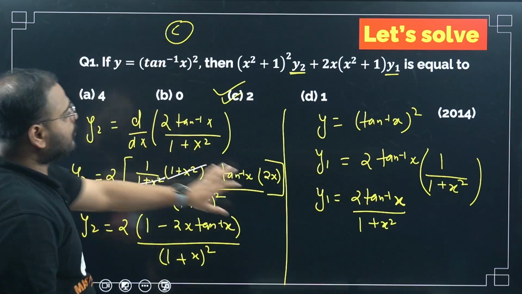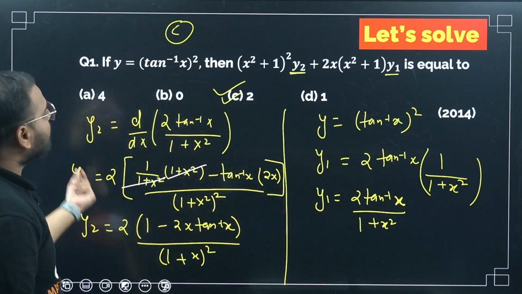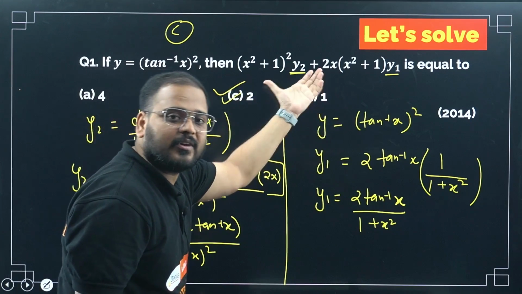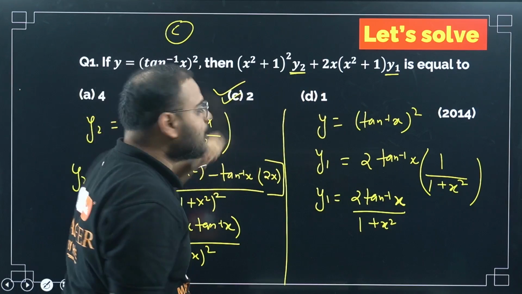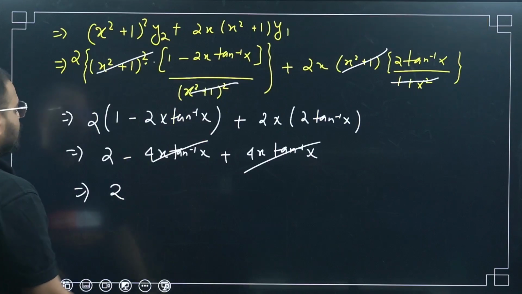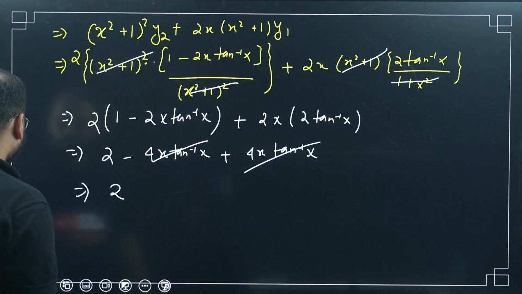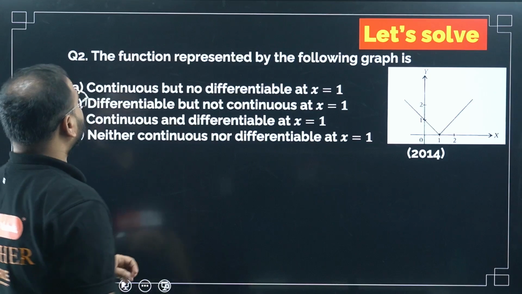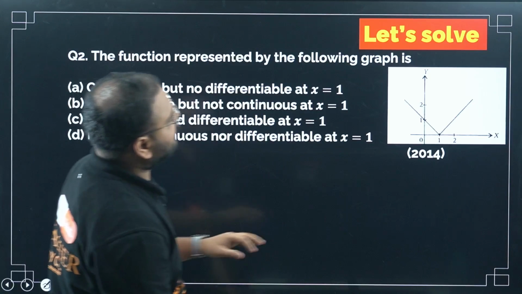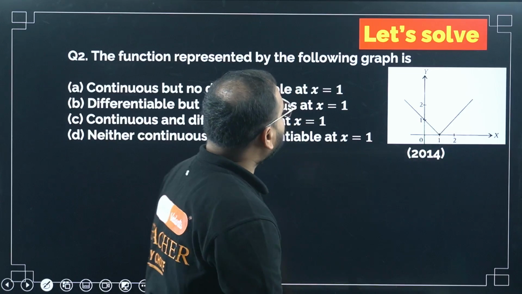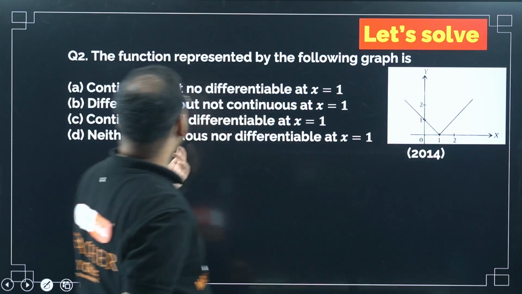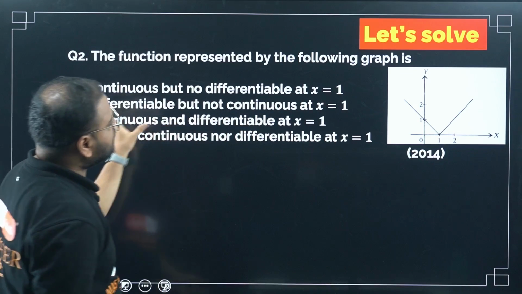I found the value of first derivative y1 and y2, and put it back in the expression that they were asking us to find the value for. The answer is 2. I hope this is visible and clear to you. Let's move on. Question number 2. The function represented by the following graph. The graph is given here. For this graph, you have to identify whether it is continuous, differentiable. So all these conditions we have to check.